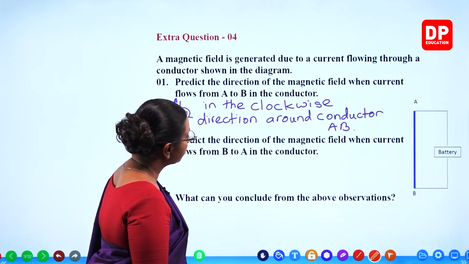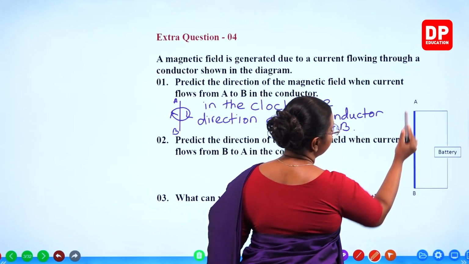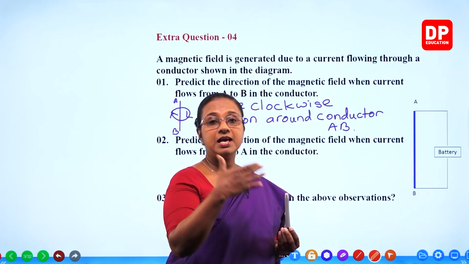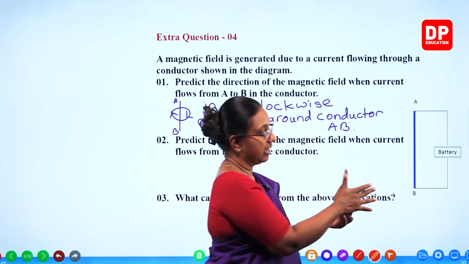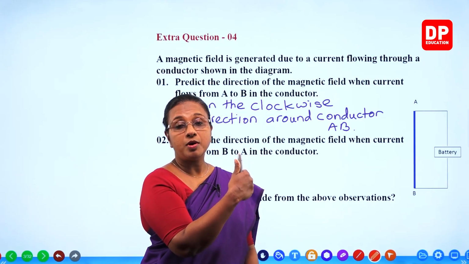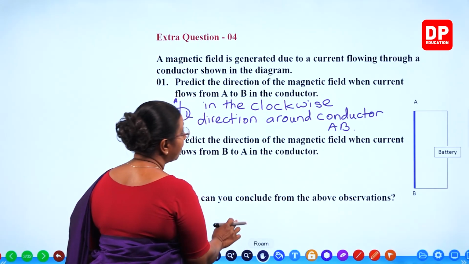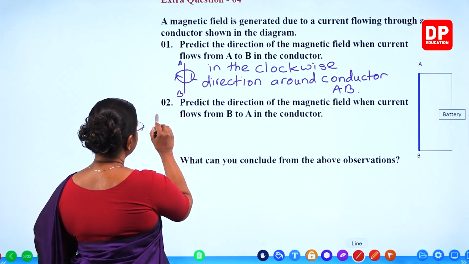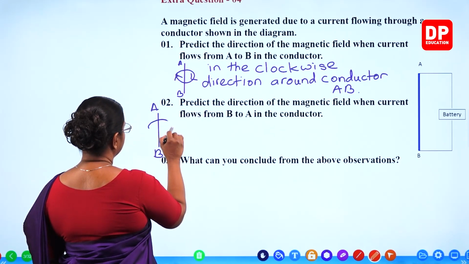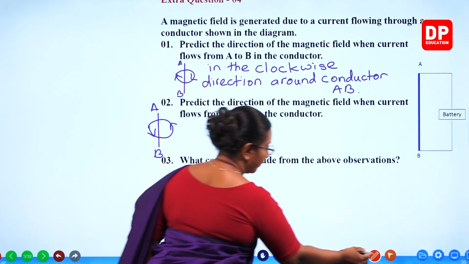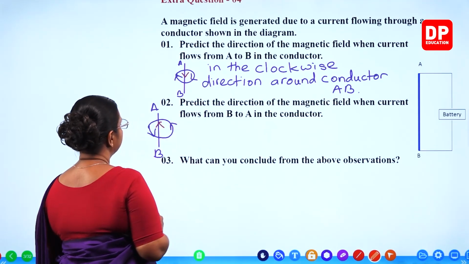Then, predict the direction of the magnetic field when current flows from B to A in the conductor. Here, if the current flows from B to A, again if I have the conductor like this, I will use the right hand grip rule. My thumb will point towards the direction of the current flow, B to A, and the rest of the fingers point towards the direction of the magnetic field. So, it's going to be this way. That is going to be the anti-clockwise direction. The direction of the current flow in this one is A to B, here it is B to A.